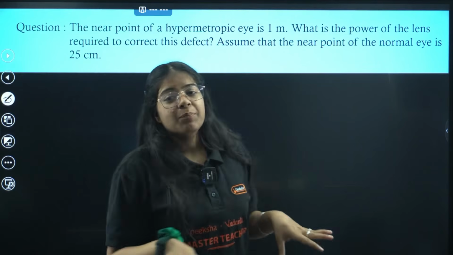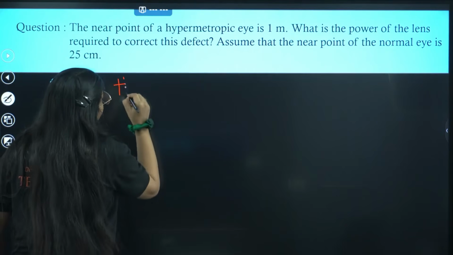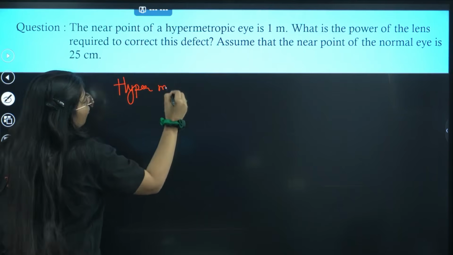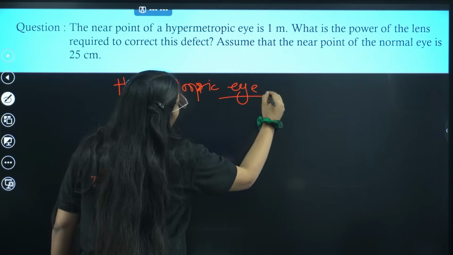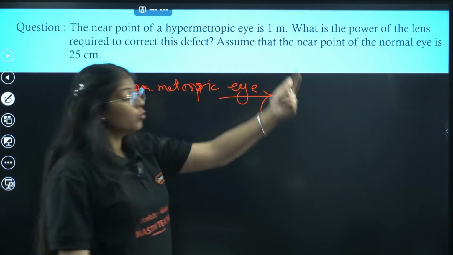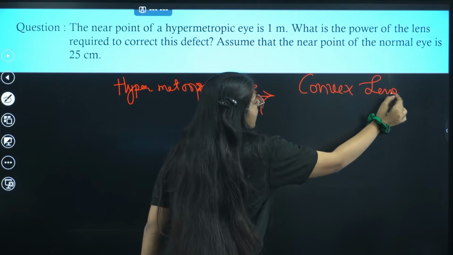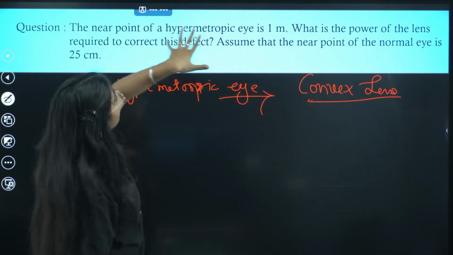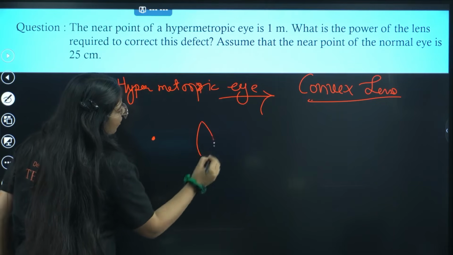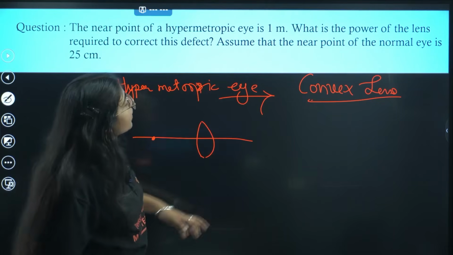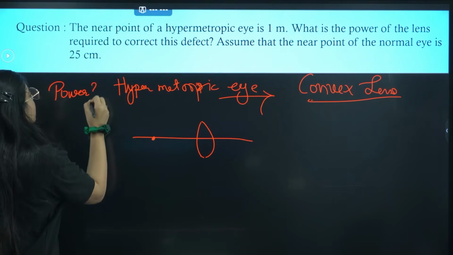The near point of a hypermetropic eye is 1 meter. Now, what did I tell you? Write it down. Hypermetropic eye. Now, remember, for hypermetropic eye, for correction, I used a convex lens. Now, what they're saying, the near point is 1 meter. So, this is my near point, this is my convex lens. What they're asking is, what is the power of the lens? We need to calculate the power of the lens.